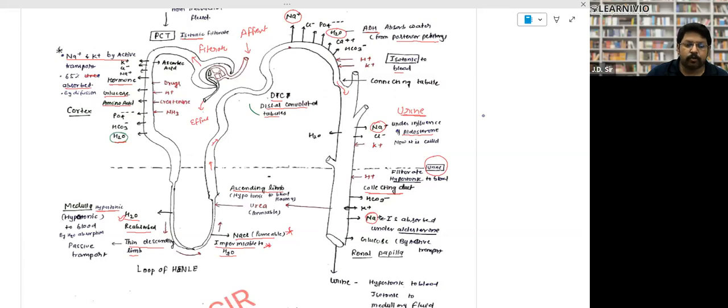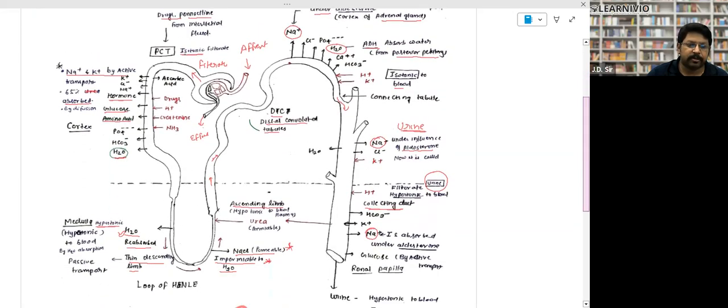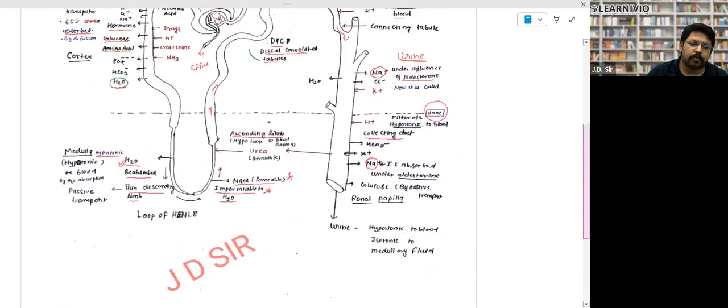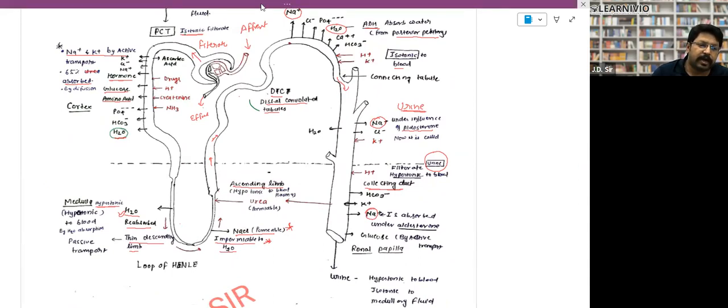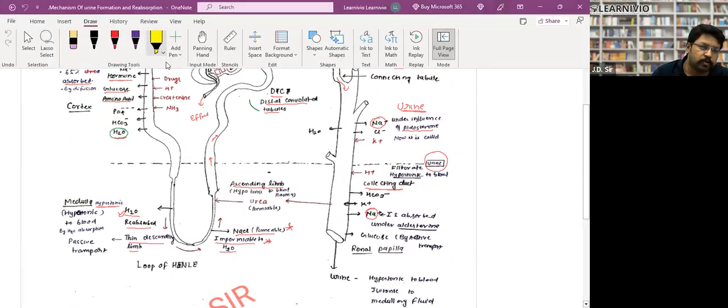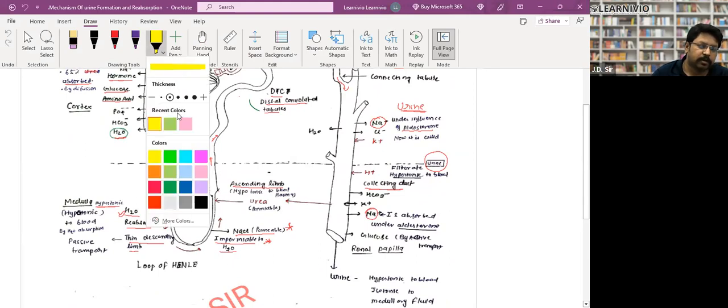I have tried to explain this process with the help of this diagram. Everything which is required is there in this diagram. Whatever has been underlined, only those things you need to remember. I repeat it again: you need not remember everything, right? Only what has been underlined by you. Okay, so now let's start.